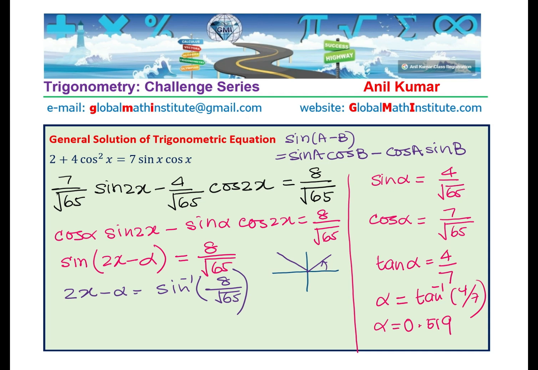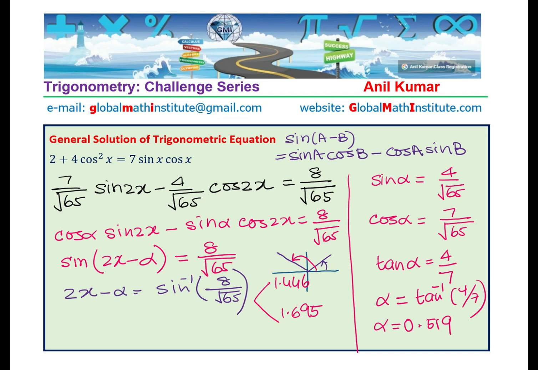So we get two values. Let me write them both here. One is 1.446. The other will be pi minus this value, which equals 1.695. So those are the two values which we get for 2x minus alpha, right? We need to provide a general solution. So let's rewrite the solution on a new page.